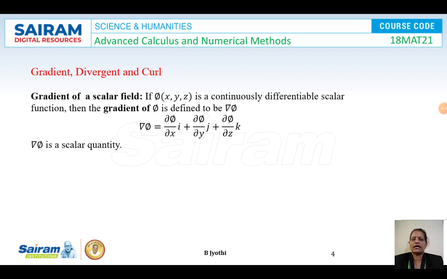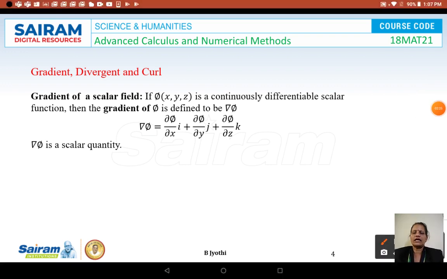Next comes gradient, divergence and curl. So gradient of a scalar field. If phi of x, y, z is a continuously differentiable scalar function, then the gradient of phi is defined to be del phi, that is dou phi by dou x i plus dou phi by dou y j plus dou phi by dou z k. And this gradient of a scalar field, that is del phi, is a vector quantity.